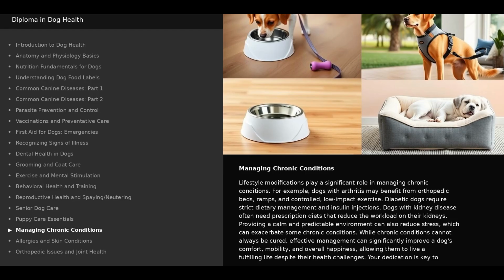For example, dogs with arthritis may benefit from orthopedic beds, ramps, and controlled, low-impact exercise. Diabetic dogs require strict dietary management and insulin injections. Dogs with kidney disease often need prescription diets that reduce the workload on their kidneys. Providing a calm and predictable environment can also reduce stress, which can exacerbate some chronic conditions.